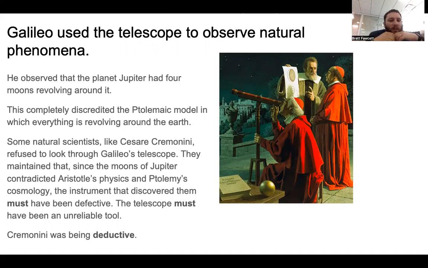But there were some natural scientists, like Cesare Cremonini, who refused to look through the telescope. In advance, they were like, I'm not going to look through it to see what evidence you claim you found, because I know it's fake. Here's what they maintained. They said, Aristotle's physics and Ptolemy's cosmology are so well established that if you think you found some evidence with your telescope that contradicts it, the problem isn't with them, it must be with your telescope. It must be defective somehow. So notice that Cremonini is being deductive here. Given these premises, if you found some evidence that doesn't seem to line up with it, there must be something wrong with the evidence you found, or the way you found it.